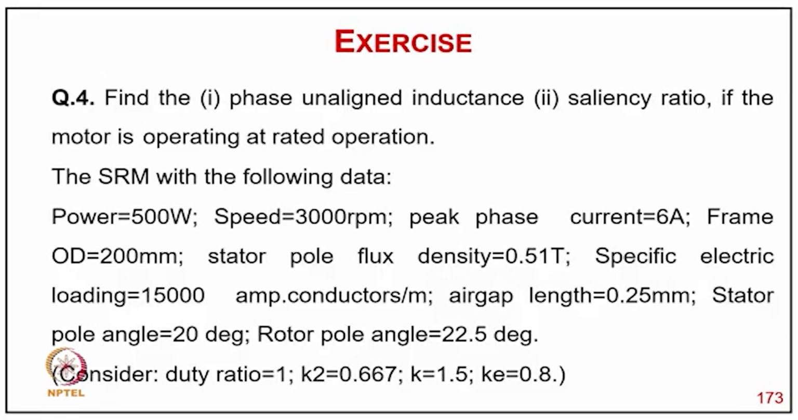Now coming to question 4. Find the phase aligned inductance and saliency ratio if the motor is operating at rated operation. SRM with the following data: power 500 watt, speed 3000 rpm, peak current 6 ampere, frame OD 200, stator bore flux density 0.51 Tesla, specific electric loading 15,000 ampere conductor per meter, air gap length 0.25 millimeter, stator pole arc 20 degree, rotor pole arc 22.5 degree.